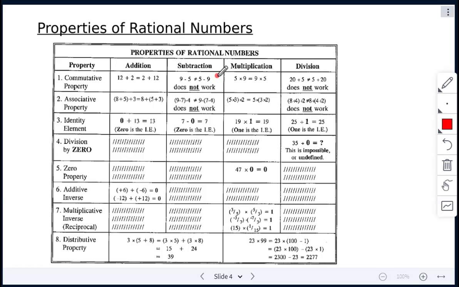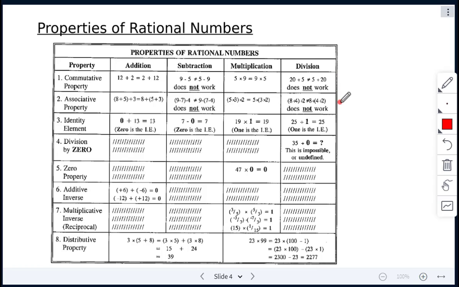For subtraction, it does not work. 9 minus 5 is not equal to 5 minus 9. It works for multiplication. 5 times 9 is equal to 9 times 5. Both sides will be equal to 45. So it does work for multiplication, but it does not work for division. The order does matter for commutative property. It doesn't work for subtraction. It does not work for division. For division, 20 divided by 5 is not the same thing as 5 divided by 20.